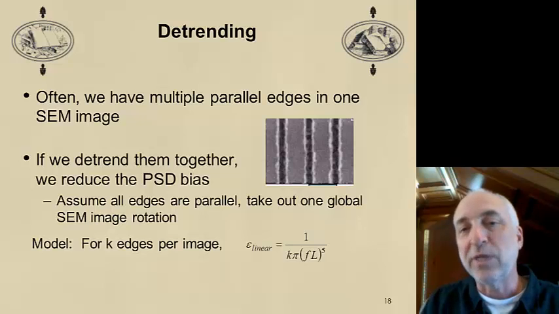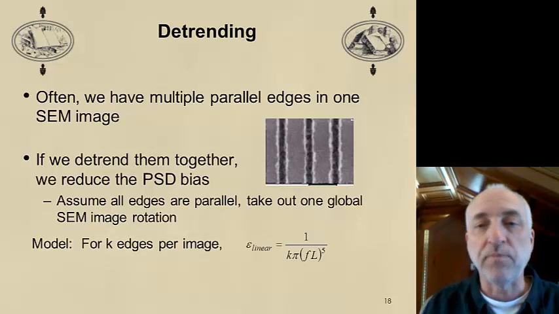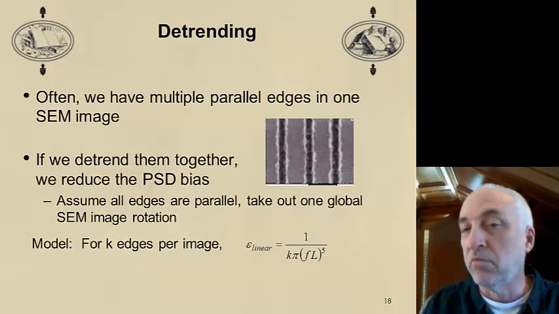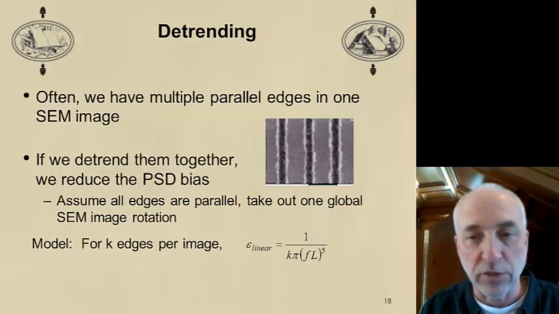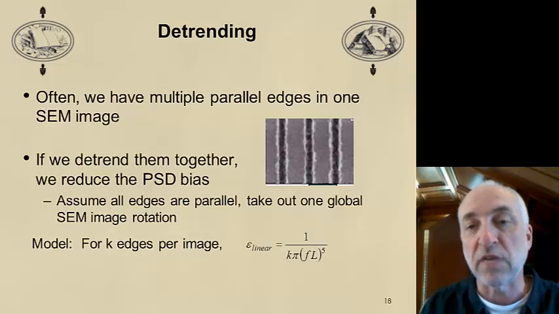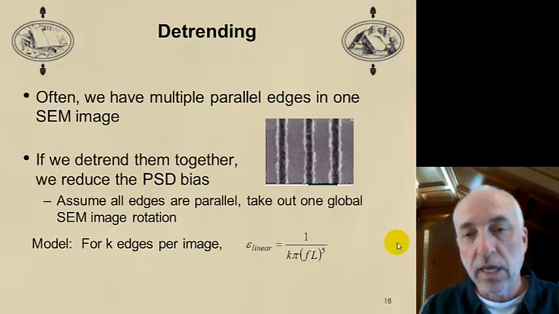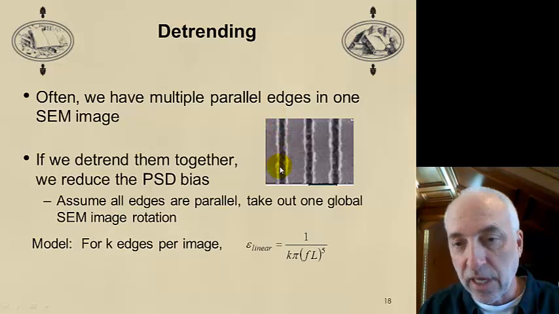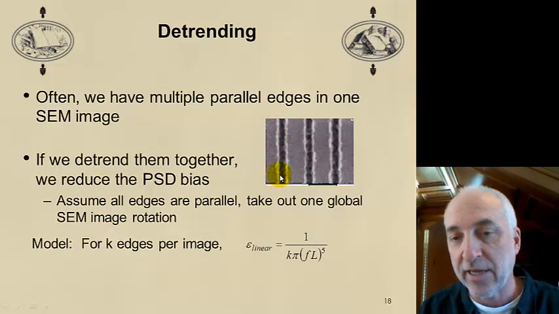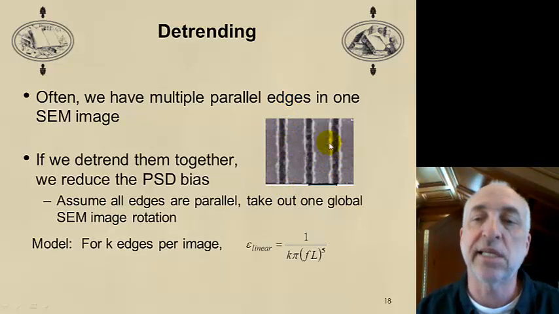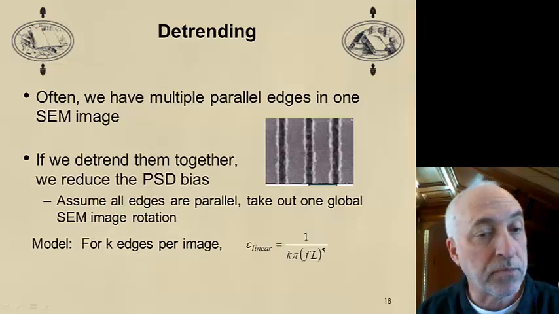When we detrend, we don't have to detrend one edge at a time. It's very common to make a measurement of multiple features in one SEM image. Here I show an SEM image with 3 features. Each feature could be analyzed separately. If I'm performing line edge roughness measurements, for example, I could fit a straight line to this edge and calculate the deviation about that edge and get a PSD. I could fit a line to this edge, calculate the deviation about that best fit line, and get a PSD. I could get 6 PSDs and average them together here.